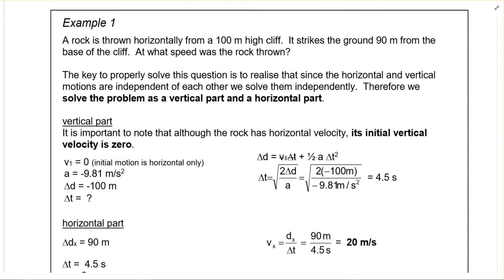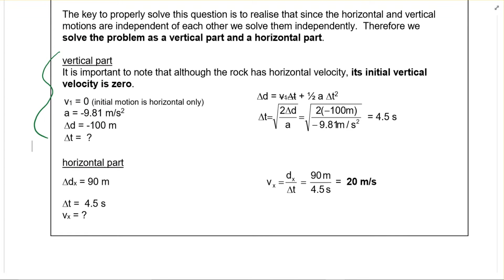All right, so if we look at example number 1, it says a rock is thrown horizontally, so flat, from a 100-meter high cliff. It strikes the ground 90 meters from the base of the cliff. At what speed was the rock thrown? A key to solving these is to split it up between the vertical part and the horizontal part, because they follow different formulas, right?